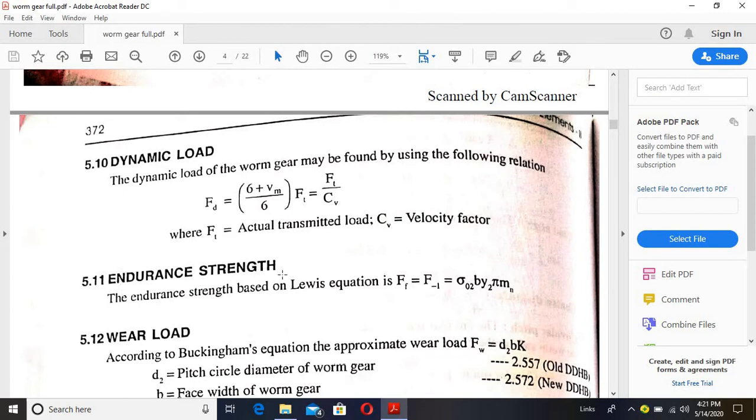Next, the endurance strength. This endurance strength is based upon the Lewis equation. So Fe is equal to sigma naught 2 into b into y2 into pi into mn. Here sigma naught 2 is the allowable static stress for the gear, b is the face width, y2 is the Lewis form factor, pi, and mn is the normal module.